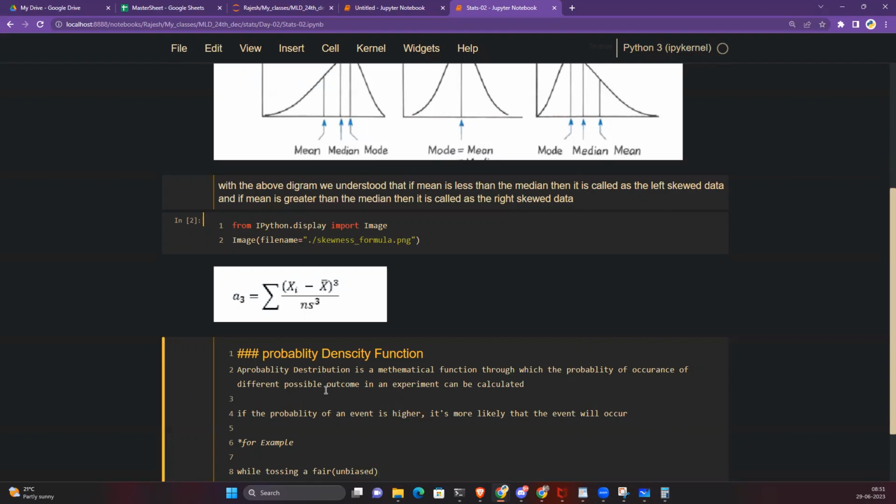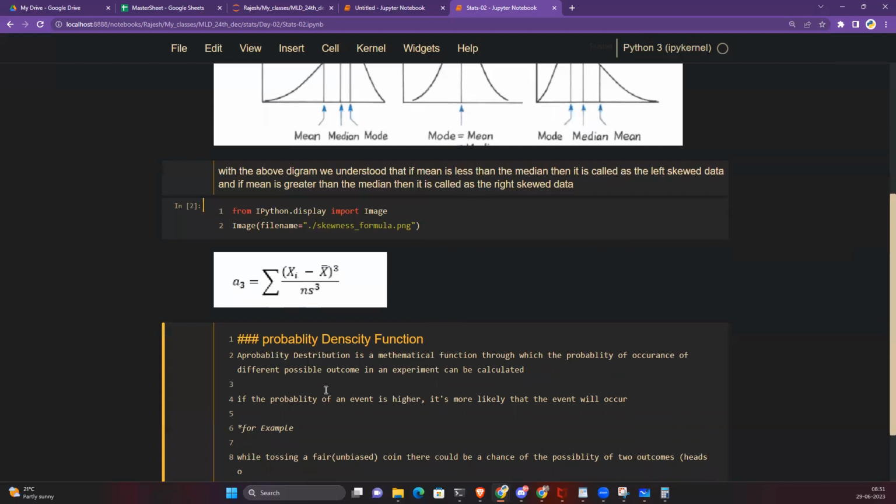Unbiased coin. There could be a chance of the possibility of two outcomes. Outcomes means, what are the two outcomes? Let's suppose head or tails. Okay, head and tails.